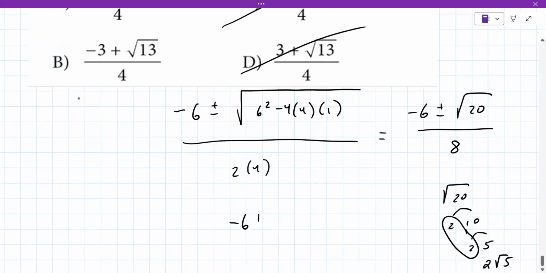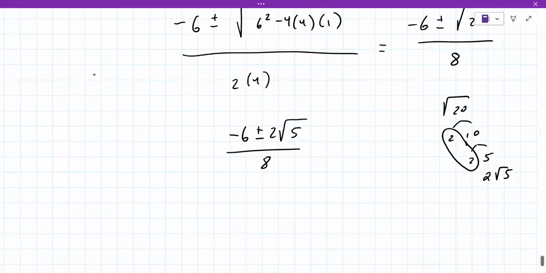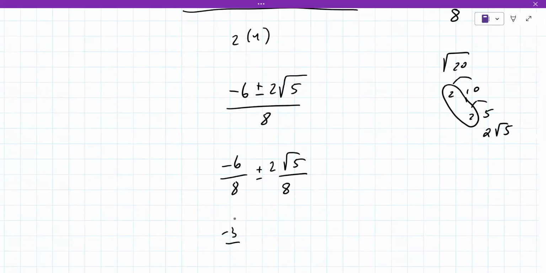Now, if we just keep going here, when you divide by 8, you're dividing both terms by 8. So -6 divided by 8 plus or minus 2 square root 5 divided by 8, and then they both cancel out. So it becomes -3 over 4 plus or minus square root of 5 over 4.